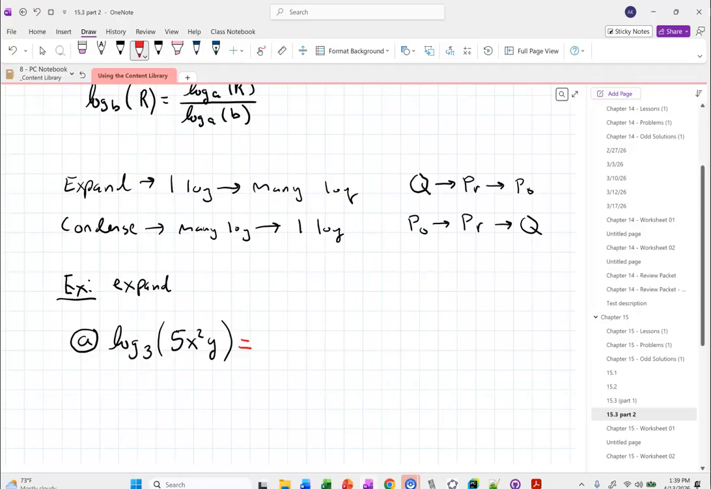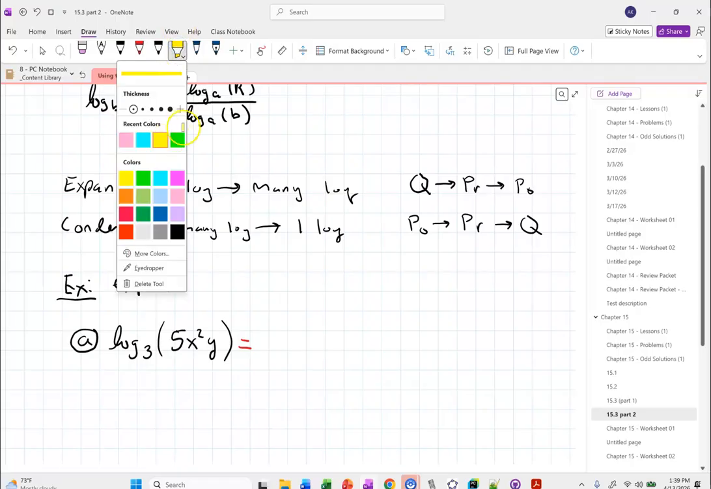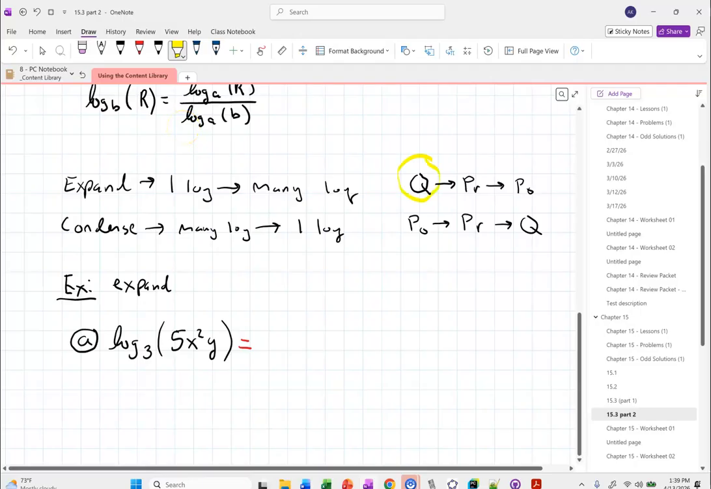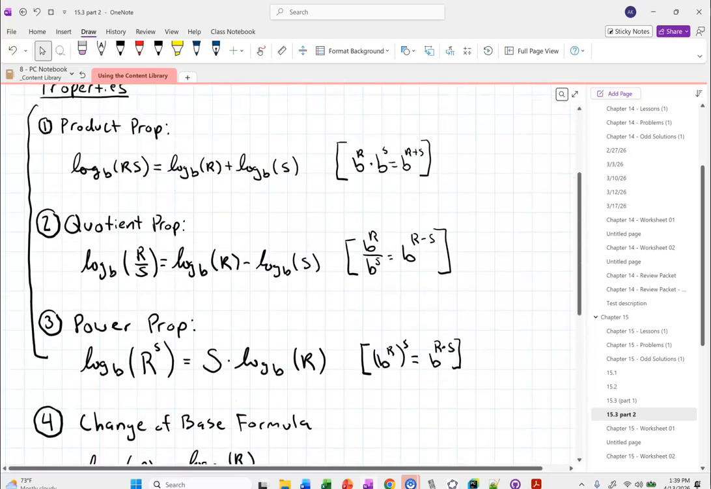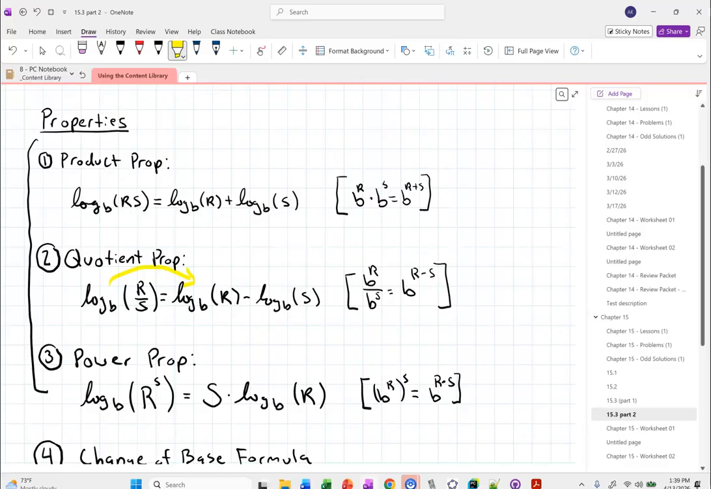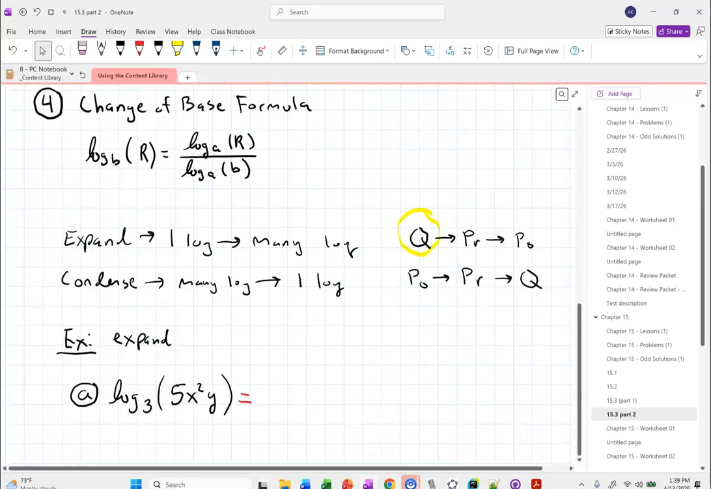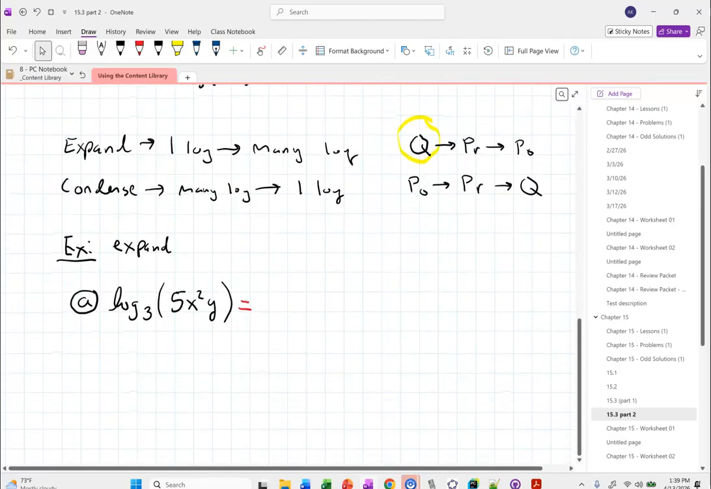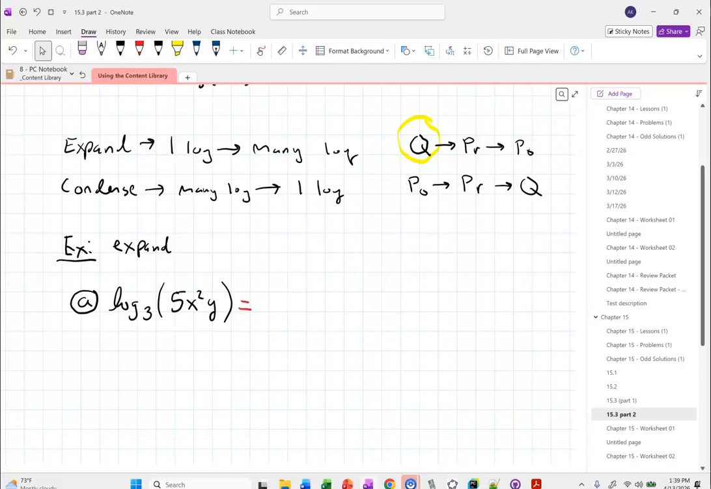So when we're doing an expanding problem, first thing we look for is a quotient property. When expanding, we're looking from this side and trying to go to the other. We're going to start with one log and try to break it into more than one log. Okay? If I look at our problem, do I see any division going on inside the logarithm? If I look at 5x squared y, is there division there? No. So there's no quotient property to do.